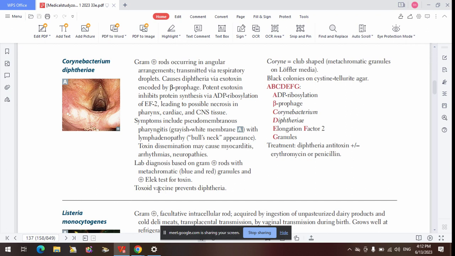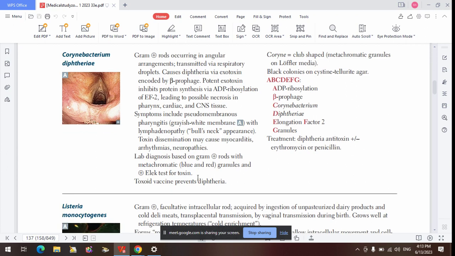Then there's something we call the Elek test. The Elek test is a test for the toxin that Corynebacterium diphtheriae releases. That's the test used to detect that toxin. We don't really need to know about the process. We should just remember the name.